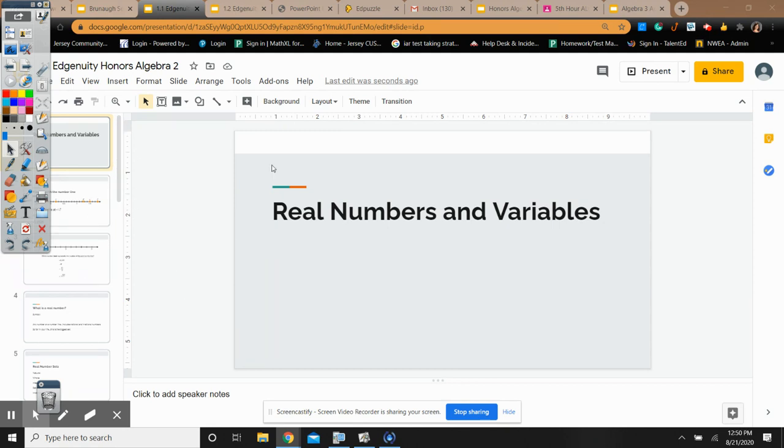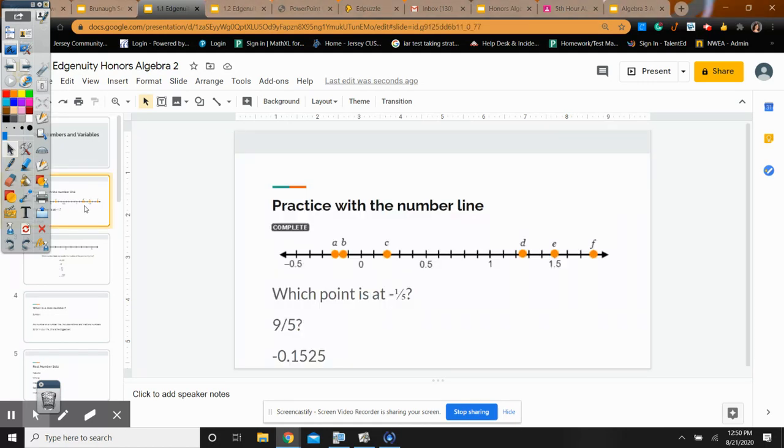I have to view the slideshow like this because whenever I presented it, it was cutting off the bottom. So we're first going to start by just talking about the number line. You've had lots of experience with the number line for a very long time. And the first thing you should do when you look at a number line is figure out what the scale is.